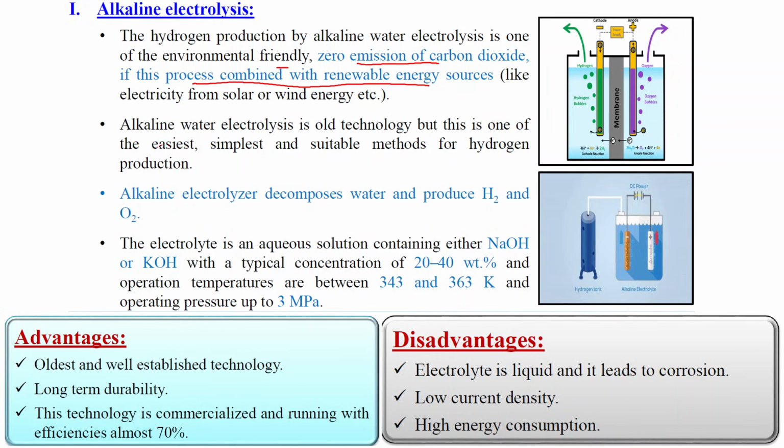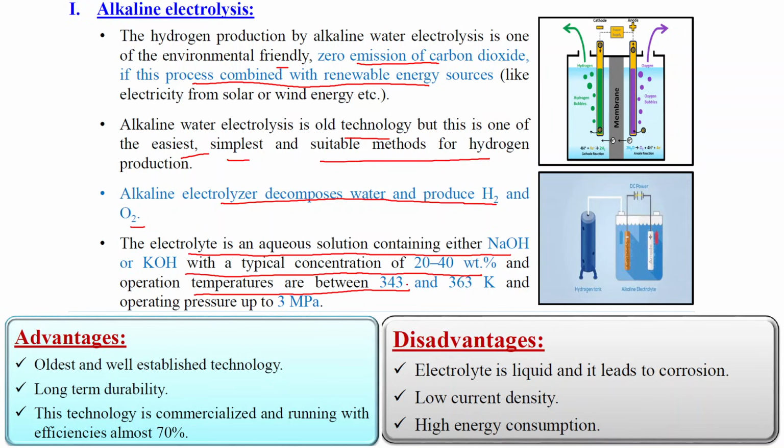Okay. Alkaline water electrolysis is the oldest technology. It is the easiest, simplest, and suitable method for hydrogen production. So, the alkaline electrolyzer decomposes water and produces hydrogen and oxygen. And the electrolyte is an aqueous solution containing NaOH or KOH with a typical concentration of 20 to 40%, and operating temperatures are basically 343 to 363 Kelvin and a pressure of 3 megapascal. Okay.